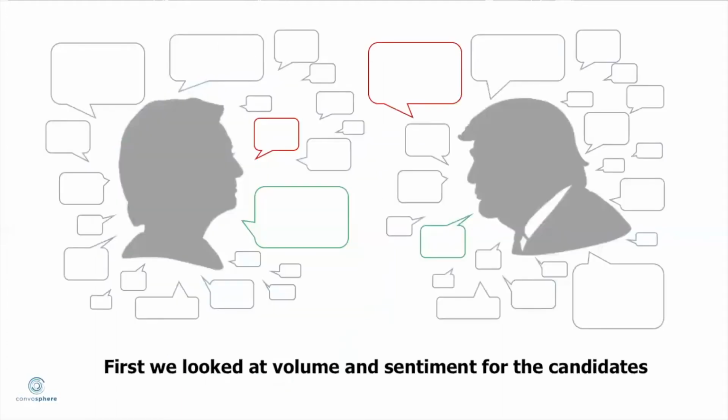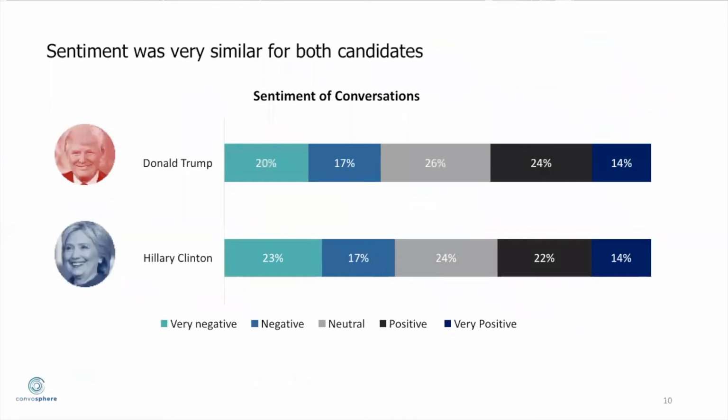To start with, we looked at the volume and sentiment for the main candidates, Hillary Clinton and Donald Trump. Here you can see an aggregate of sentiment during the entire tracking period. You might wonder why the sentiment was so similar. We looked into both data sets, and people expressed positive sentiment for their preferred candidate, but they also expressed equally negative sentiment for their opponent. So what now, since sentiment does not show a difference between candidates?